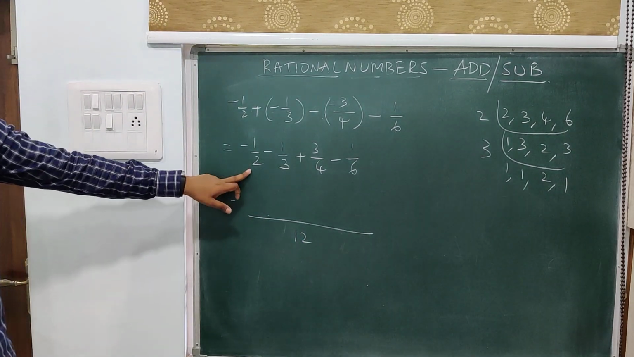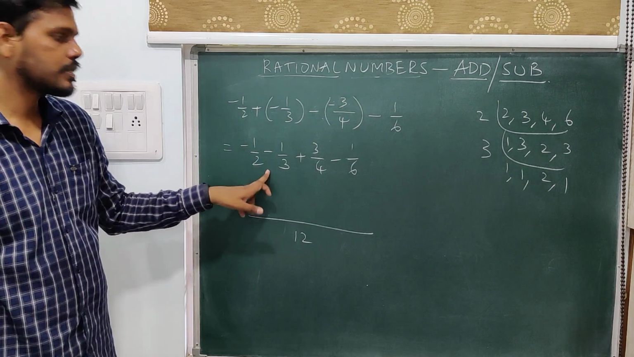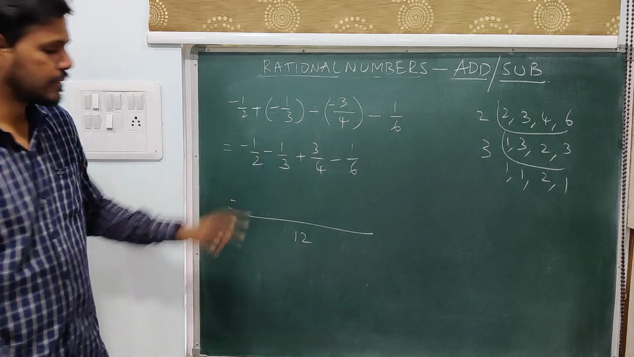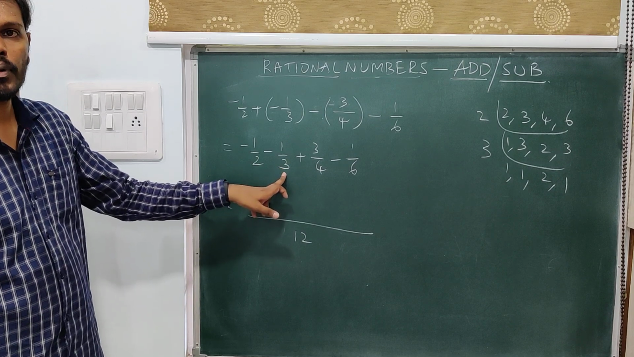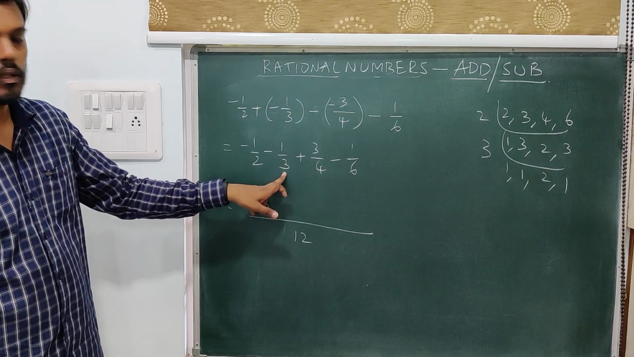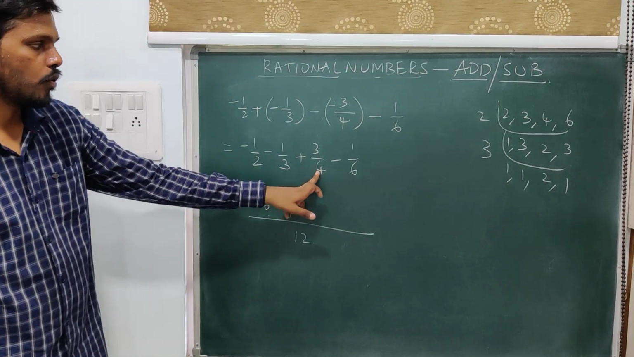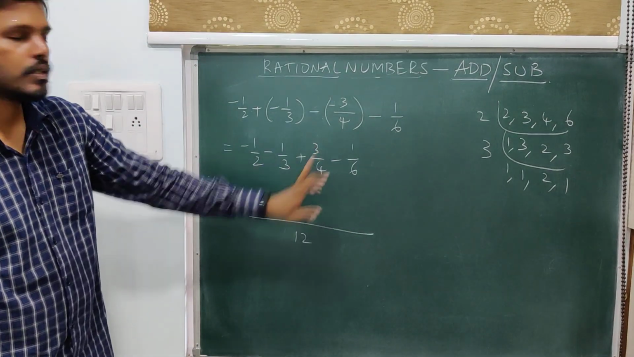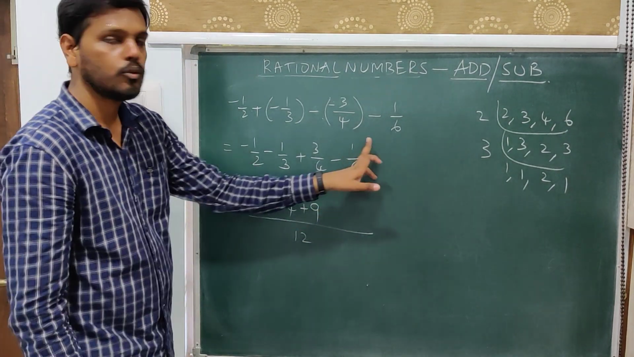Now think of what should be multiplied with 2 to get 12. So 2 6s are 12, 1 6 is 6. Next, again think of what should be multiplied to 3 to get 12. 3 4s are 12, 1 4 is 4. Then 4 3s are 12, 3 3s are 9. 6 2s are 12, 1 2 is 2.